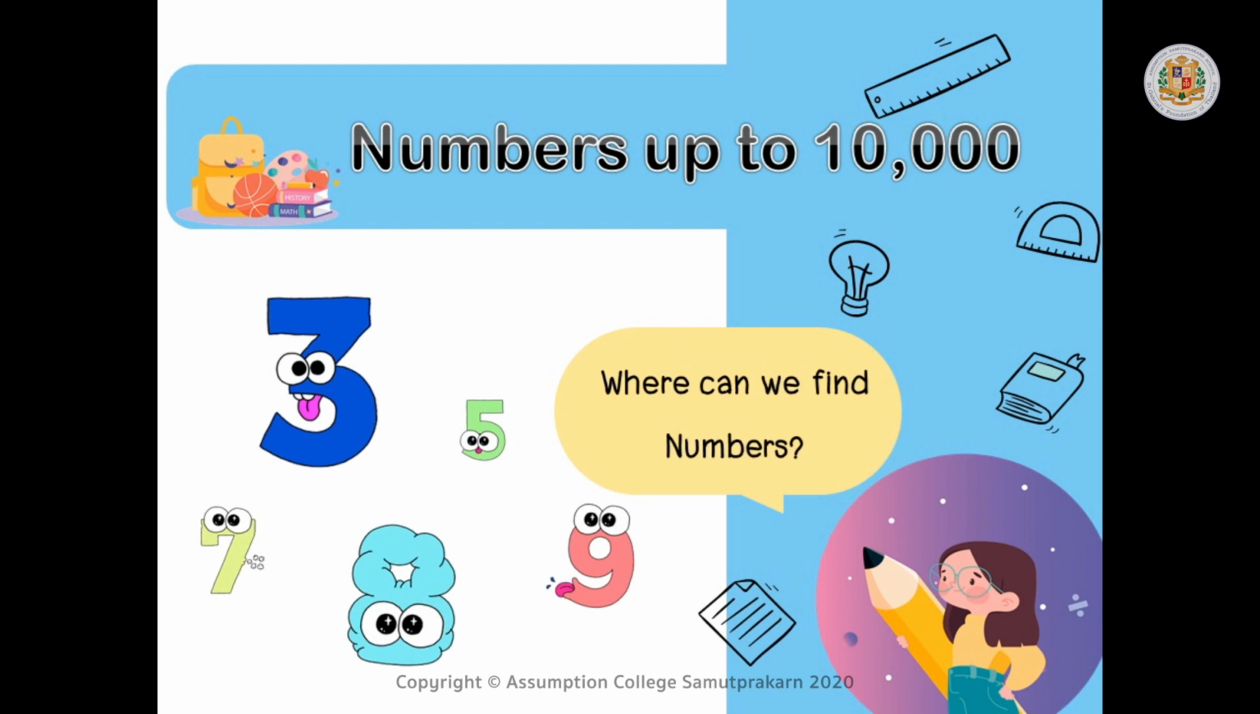Our lesson for today is about numbers up to 10,000. Where can we find numbers? We can find numbers everywhere. First, for example, we can find numbers in our books, at schools, the libraries, phones, gadgets, cars, bus stops, train stations, markets, and of course in our money, the Thai baht.